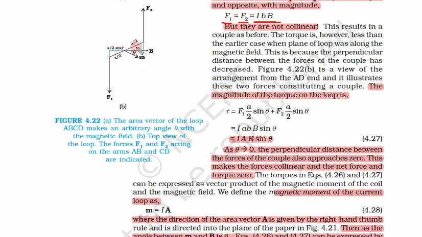Since this is not made correctly in your book, if this is the plane of the loop, let me draw a normal to this. Normal is 90 degrees to this. This direction is wrong, that's why there is a confusion. So this is the correct direction, that means 90 degrees. If we see, the magnetic field makes angle theta, and this total angle is 90 degrees, so this remaining angle is 90 minus theta.